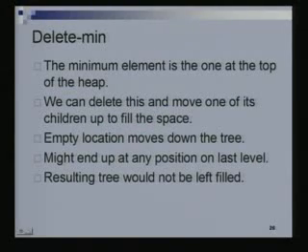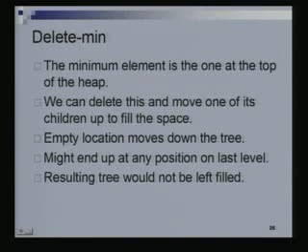So recall that the minimum element is the one at the top of the heap. One way of doing delete min is to just remove this element, and then we have an empty space at the root. To fill up this empty space, it would be natural to promote one of the two children of this root element. If we were to do that, then this empty space would move down the tree, and it might end up at any particular location in the last level, so that the resulting tree might not be left filled.